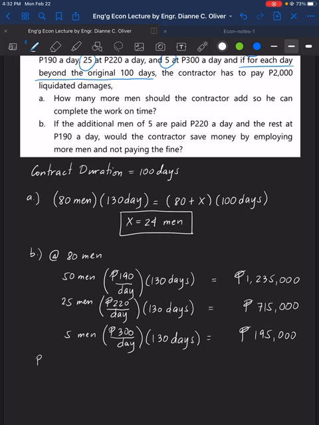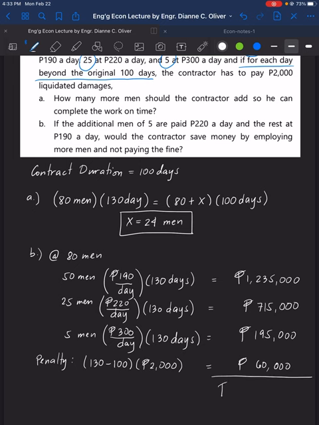So the penalty here is 130 days minus 100 days. So that means 30 multiplied with 200 pesos per day. So it says there are 200 pesos each day that they are beyond the original 100 days. So that is equal to 60,000 pesos.